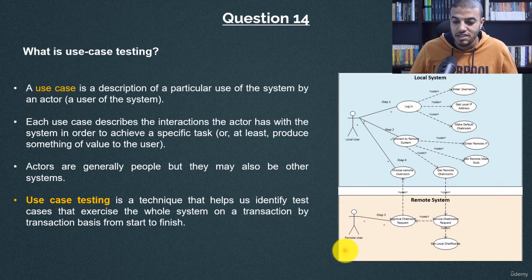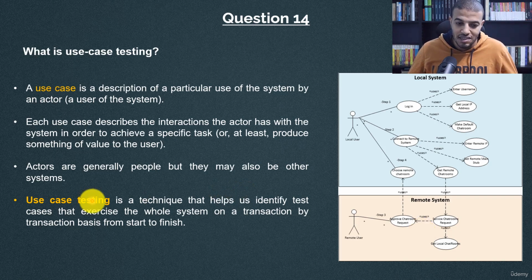We also have a remote system or a remote user who accesses the system using a remote system. So here we have two systems interacting with each other, and we have two types of users. And this is called a use case diagram. We also have a use case table. We explain the system in a table.